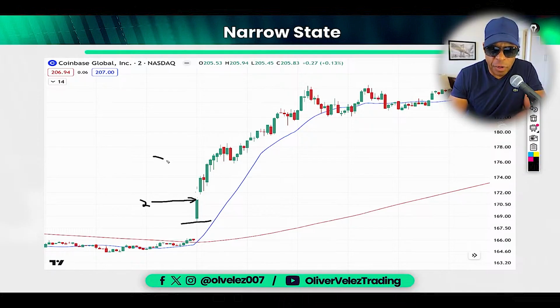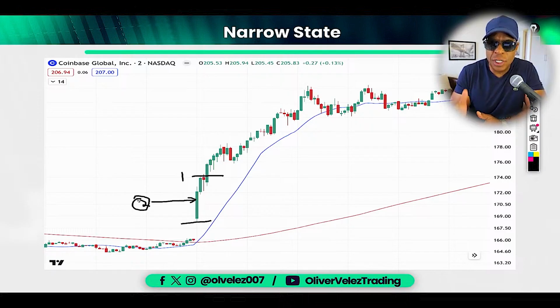Do you see the first color change? You see the first red here? Let me get rid of this here. Boom. You see that first red? You're going to add to your position on the first color change. So this was your initial entry, but you're going to always add on the first color change. Write that down.